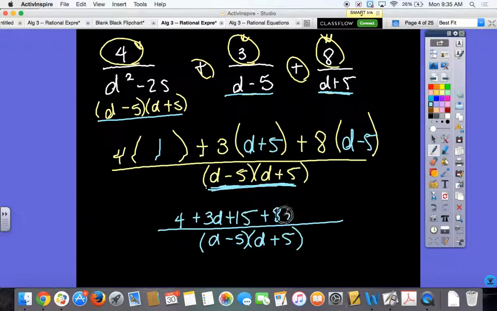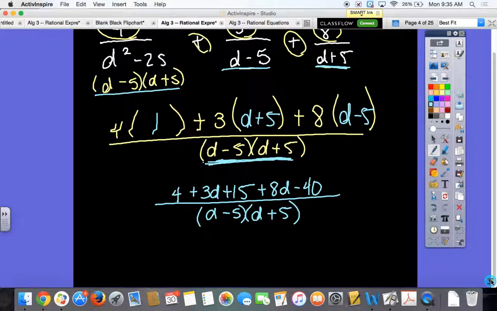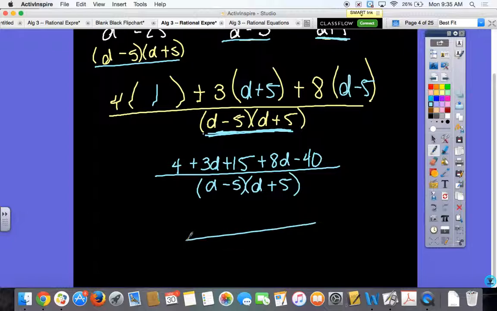And all you're doing is distributing, guys. Once you get it distributed, you want to collect your like terms. Let's see here. That's going to be 11d. 4 and 15 is 19, and a negative 40 is a negative 21. We have a d minus 5 and a d plus 5. There's nothing you can factor out of the top. We are stuck.